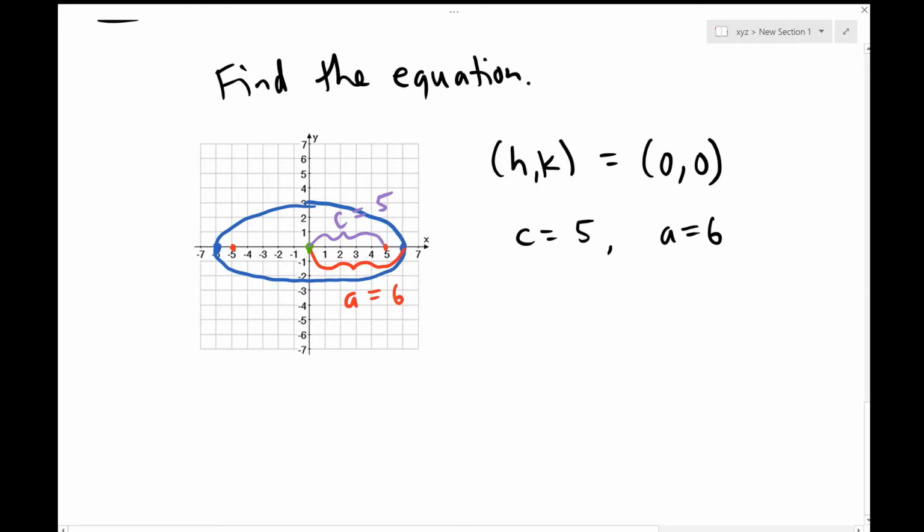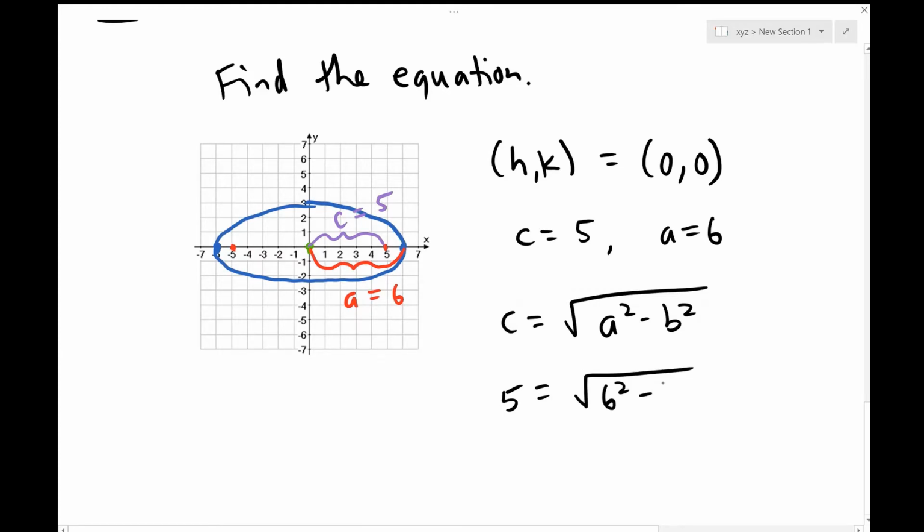And so we can figure that out by using the fact that c, in this case, is going to be the square root of a squared minus b squared. So I'm going to plug in the values that I've just found in order to determine what our b squared value will be. So a we know is 6, so we have 6 squared minus b squared in the radical here. And to solve this, we want to square both sides.